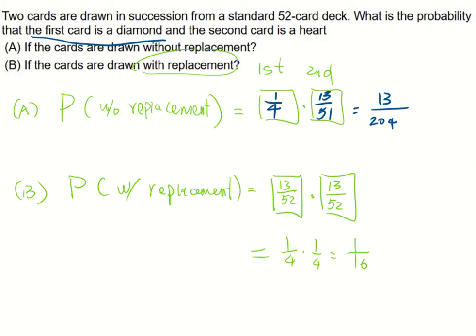When it is without replacement, the event of the second card being a heart is dependent on the first card. That means the second probability is dependent on the first probability. And for problem B, since it's with replacement, these two probabilities are independent. That means the probability of the first one doesn't affect the probability of the second one, and vice versa.